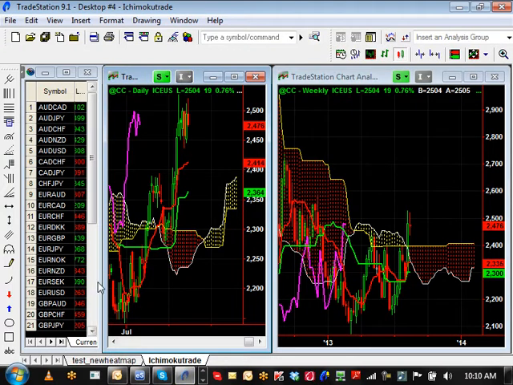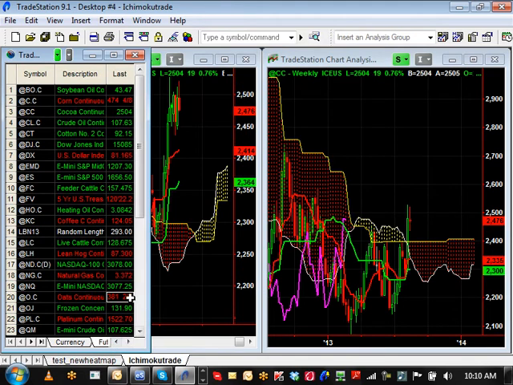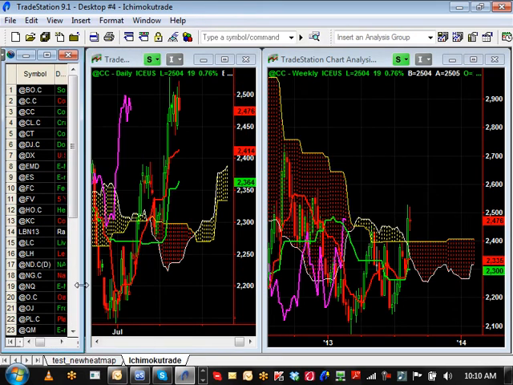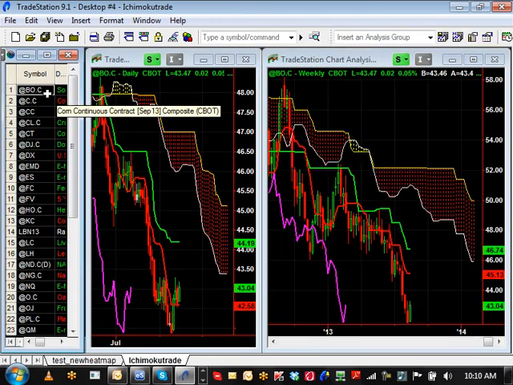Right now, currency's up. So let's do futures, and let's minimize this. The normal procedure, if you remember, is that on the left-hand side is the daily time frame, and the right-hand side is the weekly time frame. So let's start off here, and that's not corn.